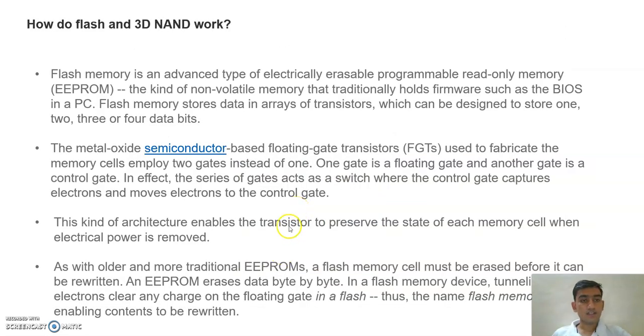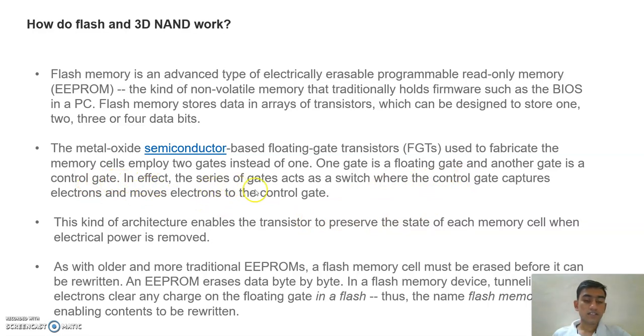So how do flash and 3D NAND work? Flash is an advanced type of electrically erasable programmable read-only memory, EEPROM, which we discussed, the kind of non-volatile memory that traditionally holds firmware such as BIOS in a PC. Flash memory stores data in arrays of transistors which can be designed to store 1, 2, 3 or 4 data bits. The metal oxide semiconductor based floating gate transistor used in fabrication of that memory cell employs 2 gates instead of 1. One gate is a floating gate and the other gate is a control gate.